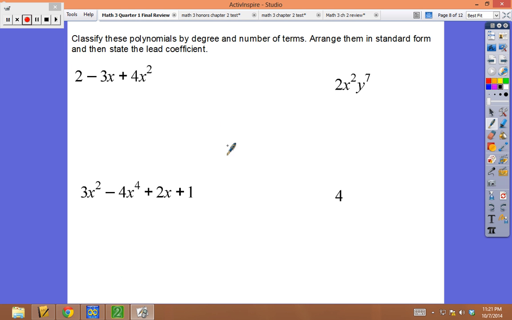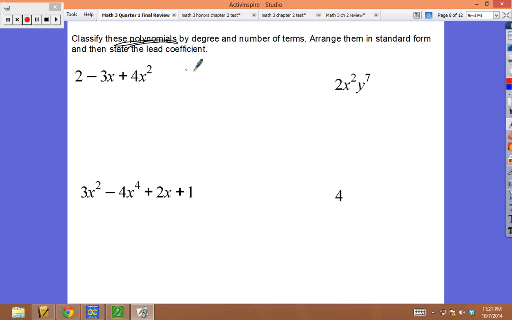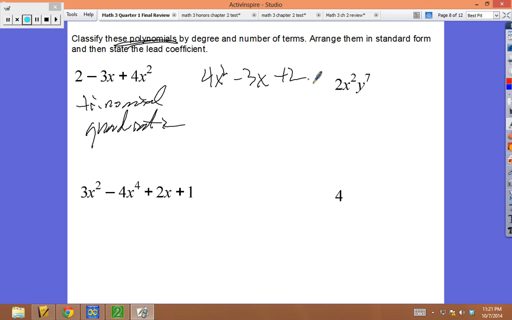Okay, now this is where we've been lately, playing around with polynomials. Classify them by degree and number of terms. This guy right here has 3 terms, so it's a trinomial. The degree is the exponent, it's a quadratic. But we need to put them in standard form. So for standard form, you're going to put the 4x squared first, then the negative 3x, then the plus 2. And my lead coefficient is 4.